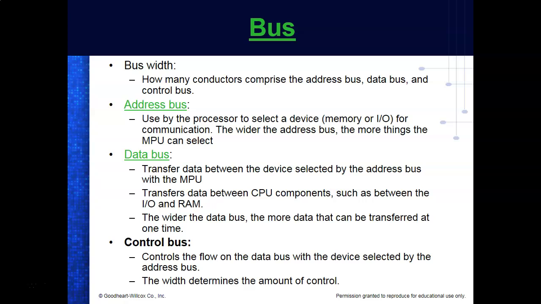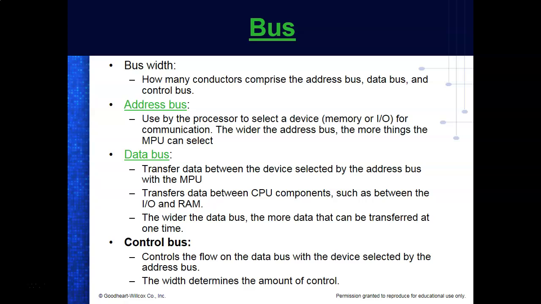So a bus is basically a group of conductors where information moves inside the computer. And of course we have 3 buses: the address bus, the data bus, and the control bus. The address bus is used by the processor to select a device, memory or input-output, for communication. So the wider the address bus, the more things the microprocessor can select.